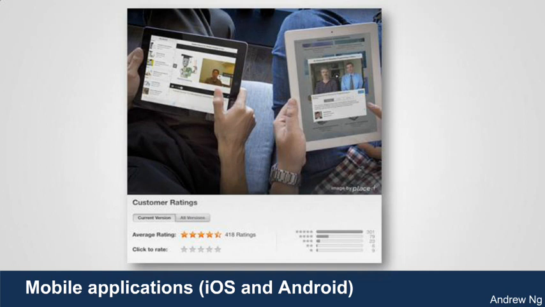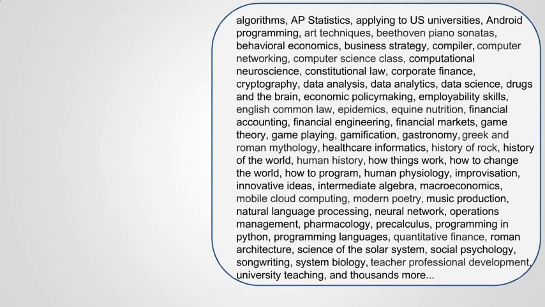So let me ask you a question. This isn't a poll question, but let me just invite you to reflect on this for a few moments. Look at all the words on this slide. You know, algorithms, AP statistics, fine arts, Android programming, art techniques. What do all of these words have in common? It's all sorts of words, like history of rock, quantitative finance, you know, teacher professional development. What do all of these words have in common?